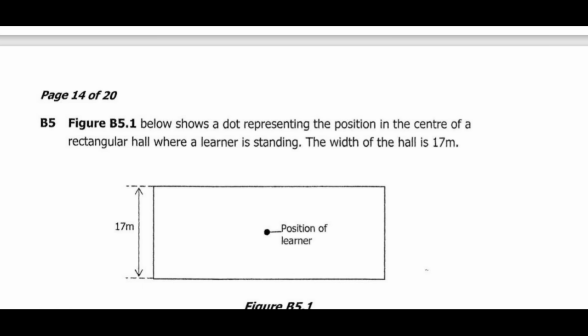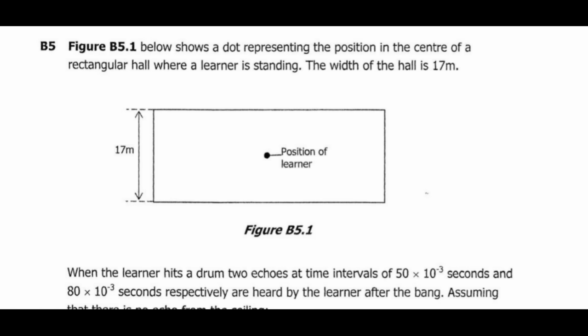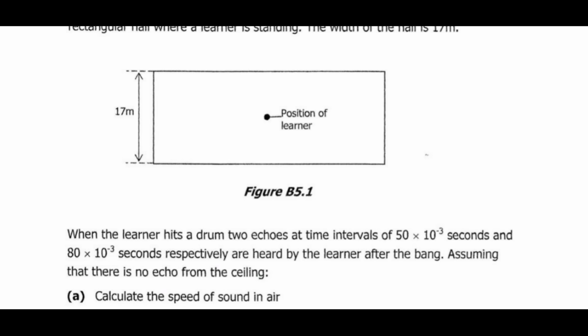Then we move on to question 5. So 5 is a figure B5.1 below shows a dot representing the position in the center of a rectangular hole where a learner is standing. The width of the hole is 17 meters. Then when the learner hits a drum, 2 echoes at time intervals, this seconds and this seconds respectively, are heard by the learner after the bang. Assuming that there is no echo from the ceiling, calculate the speed of sound in air.